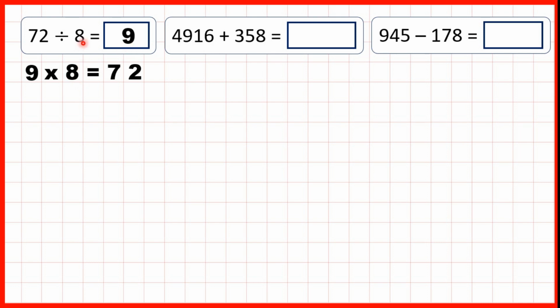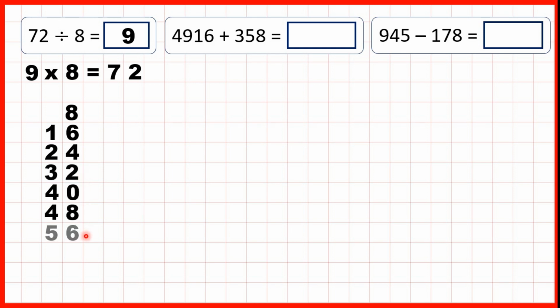But if you don't know that, the other way to work it out is to count up in 8s until you reach 72. So we can count 8, 16, 24, 32, 40, 48, 56, 64, and the 9th one is 72. So because we counted 9 numbers, we know that 72 divided by 8 is 9.